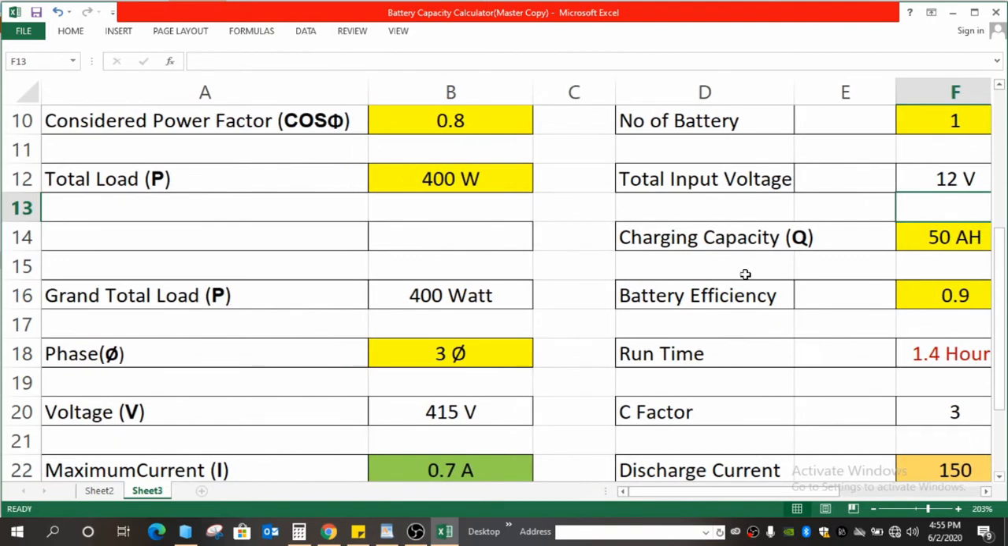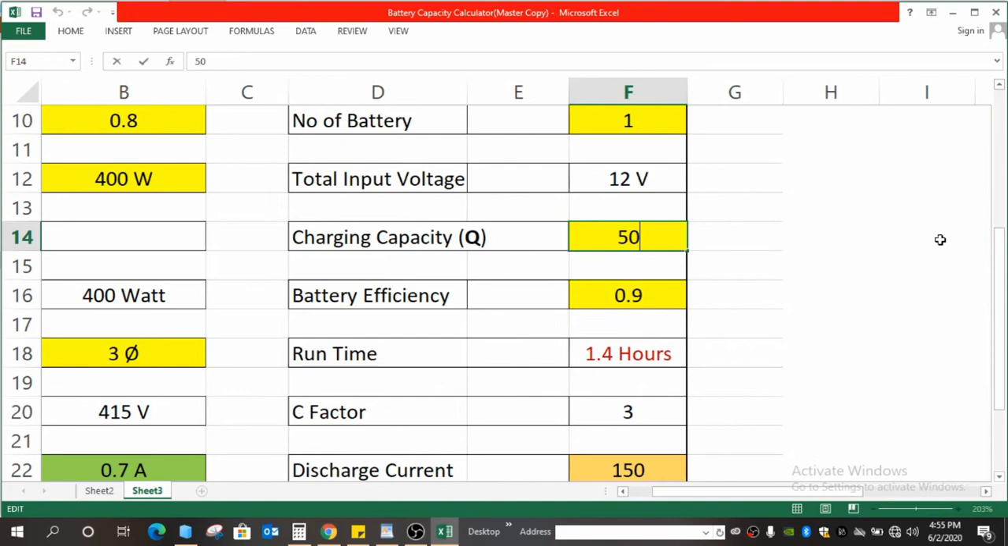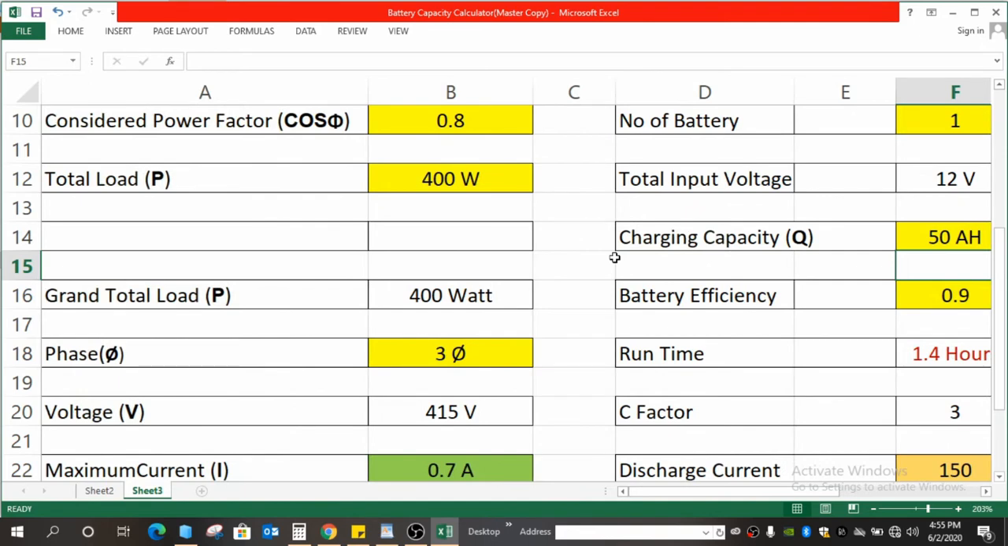The next is the charging capacity. The charging capacity is also written on the battery. You may get it from the battery. If that is not visible, and you are not getting it, Google it with the model number so that you will get all the data set specification details ready with you. So I have considered 50 Ah as the battery capacity.